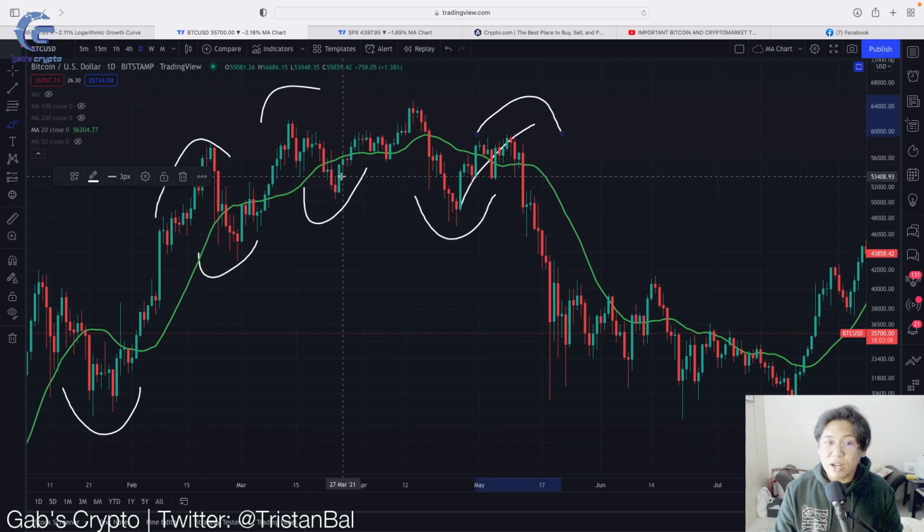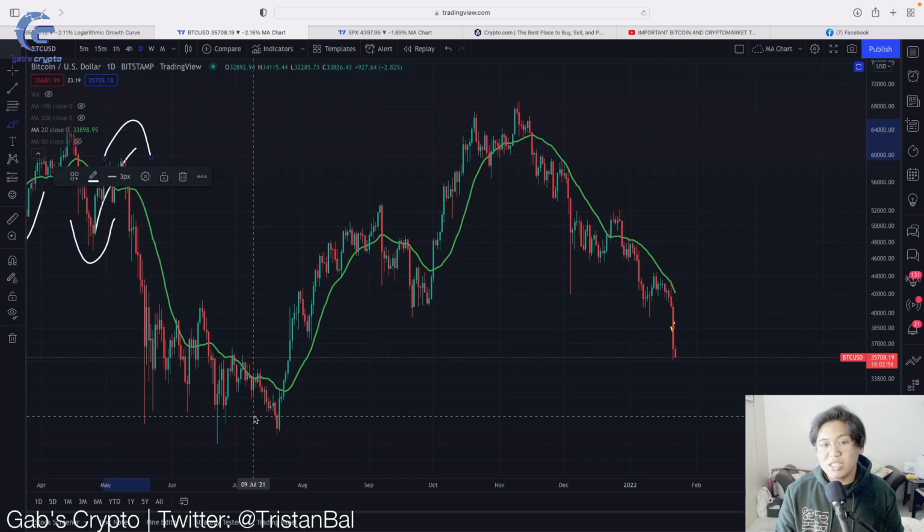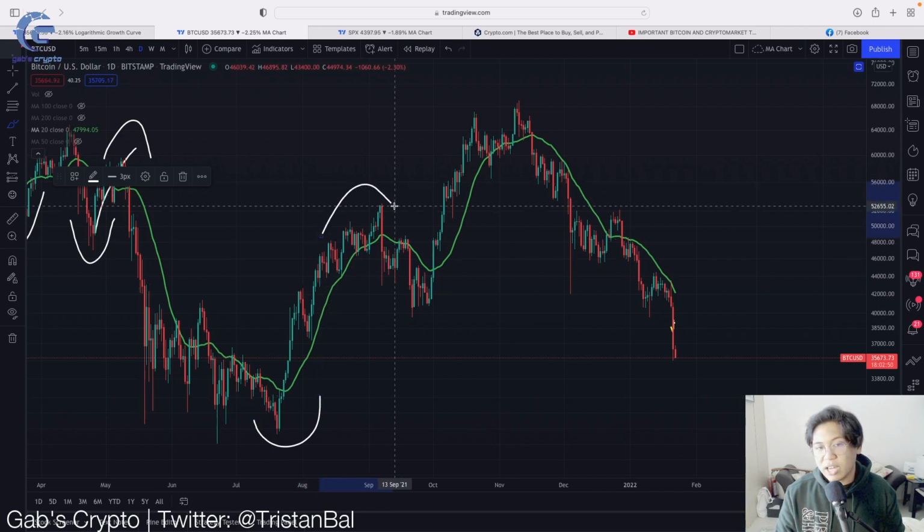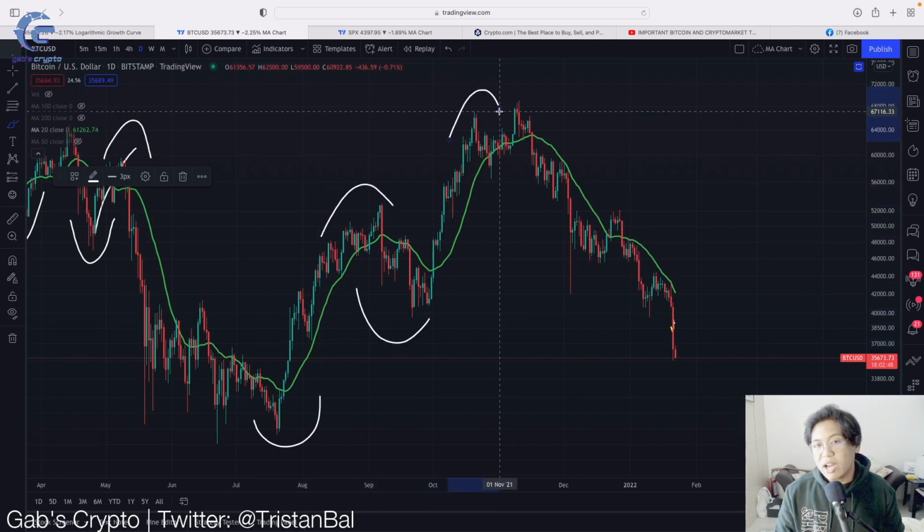So now, let's compare this movement na pinakita ko sa inyo ngayon, guys, and then let's try to plot this in the latest Bitcoin price action. So as you can see, the Bitcoin price started with a low dito, and then after that, nagkaroon tayo ng higher high, higher low, higher high, higher low, higher high.